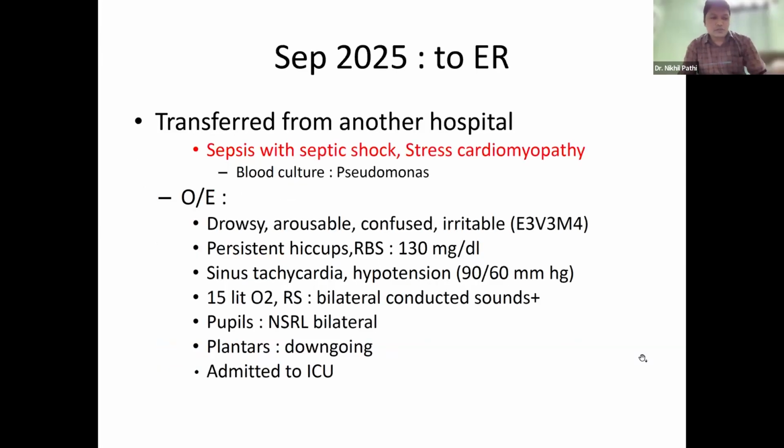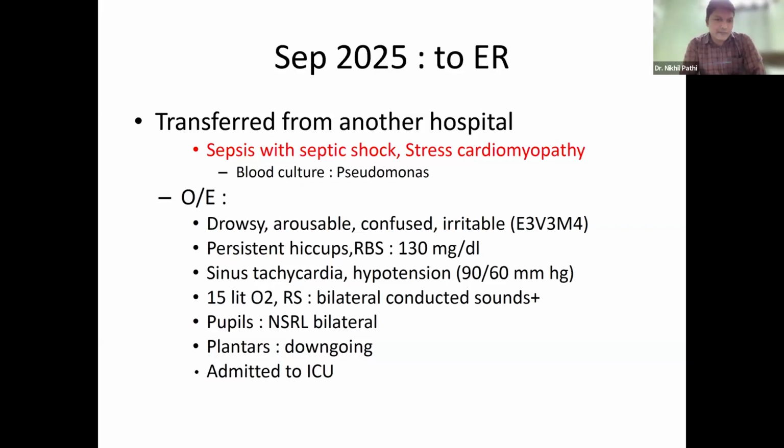Now, in September 2025, she presented to our emergency room. She was actually transferred from another hospital where the discharge summary mentioned that she had some sepsis. Her blood culture actually grew Pseudomonas aeruginosa, and she was managed for septic shock. And there was also a documented stress cardiomyopathy. So this is the information we could retrieve from the discharging hospital records.